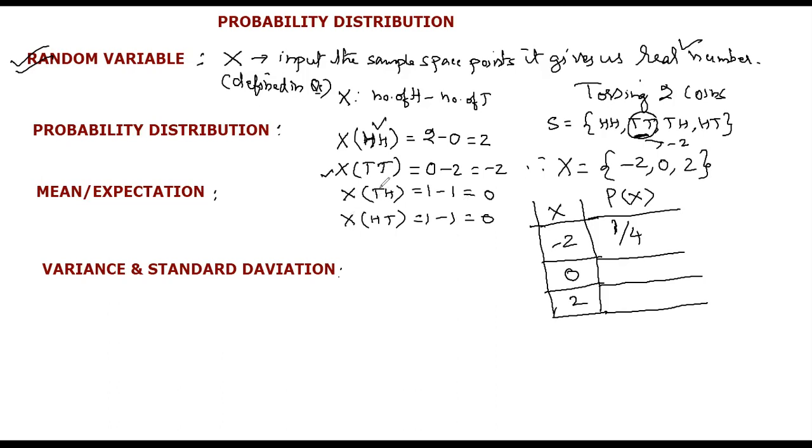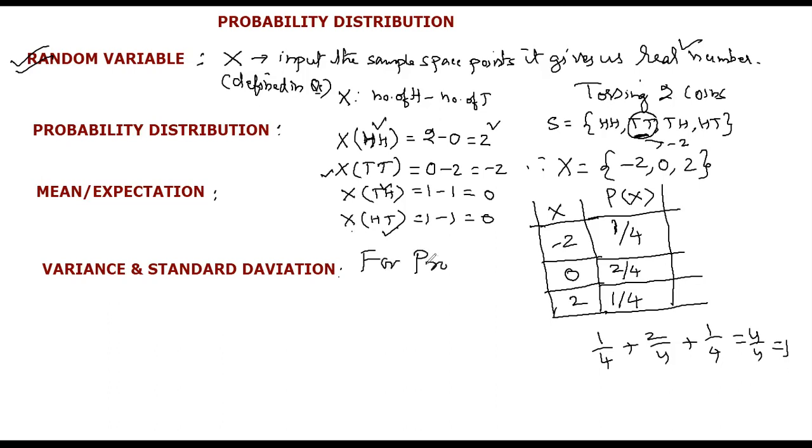Then 0: we are getting 0 in 2 cases, tail head and head tail. So 2 by 4. And for 2 we are getting it in only one case, when both heads come together. So 1 by 4. Now the most important thing to remember is that for a probability distribution, the sum should come to 1. 1 by 4 plus 2 by 4 plus 1 by 4 is equal to 4 by 4, which is equal to 1. If this is not equal to 1, then this is not a probability distribution.